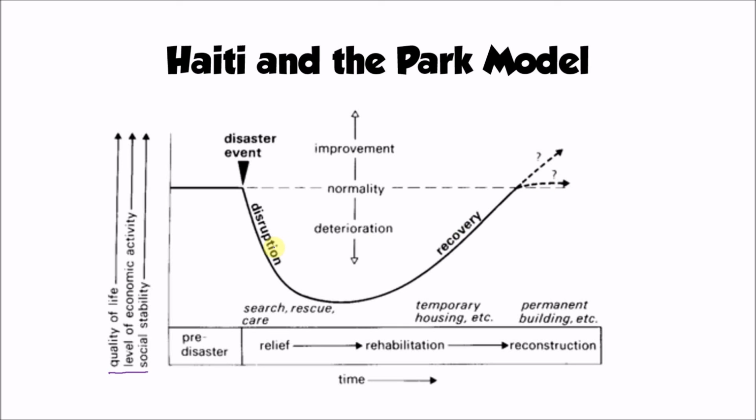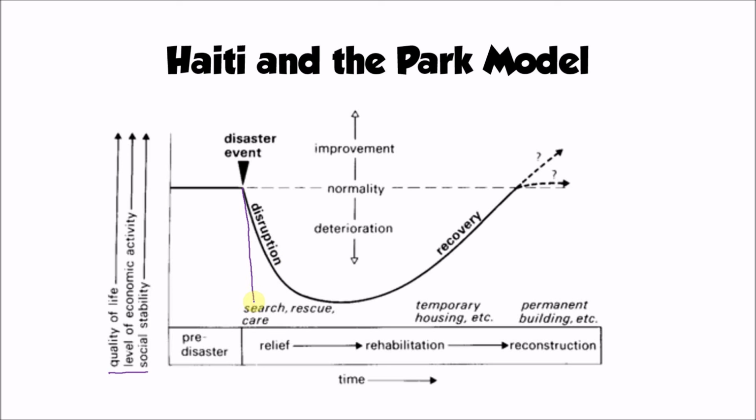Now, if we think about how Haiti might actually compare to this model, well, initially, the first thing we might point out is that following that disaster event, that disruption is going to be very, very quick, very rapid. Only took 30 seconds for that earthquake to start and finish. Yet it's taken over 10 years or longer for parts of Haiti to return to normal. So that disruption, very sudden and very rapid.